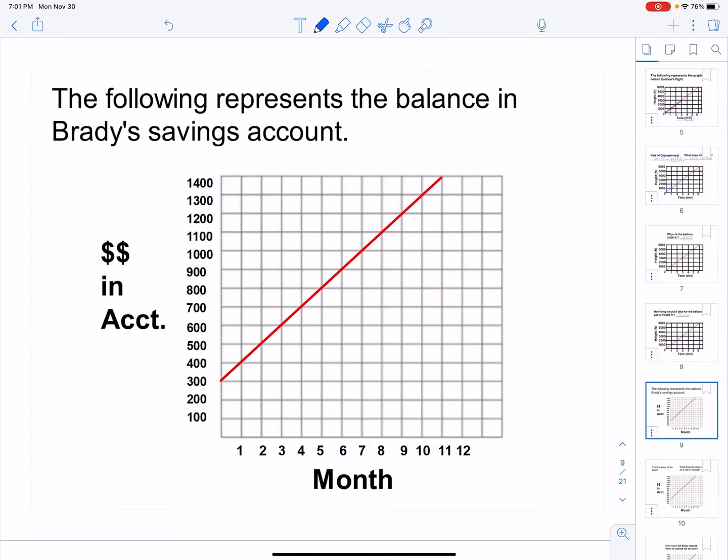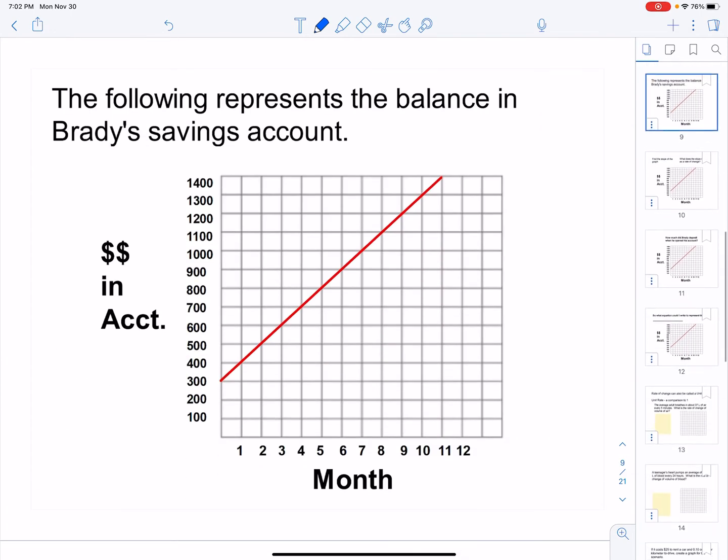So let's look at another example. In this example, it says the following represents the balance in Brady's savings account. Okay, so many of you have savings accounts.